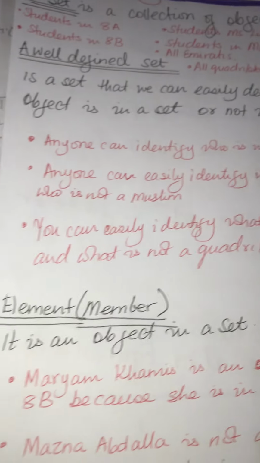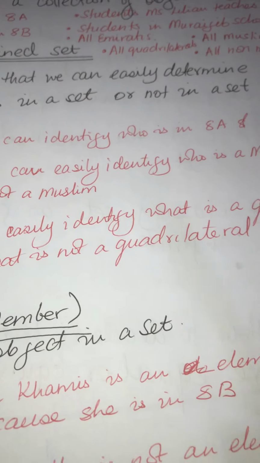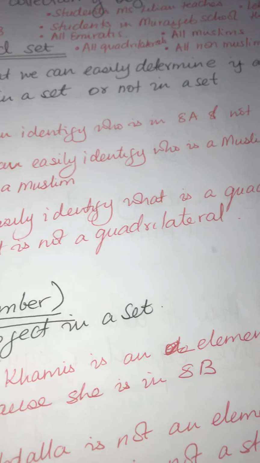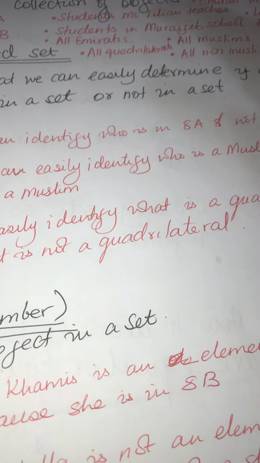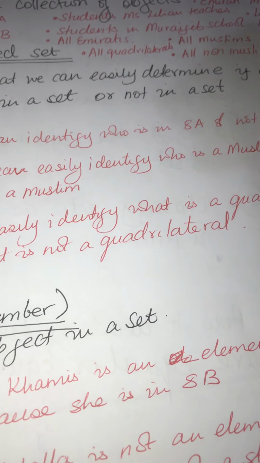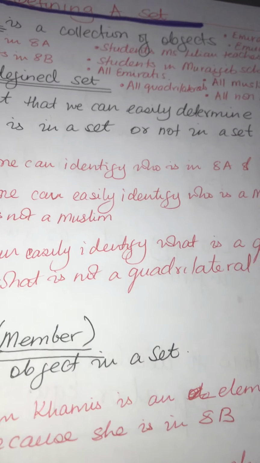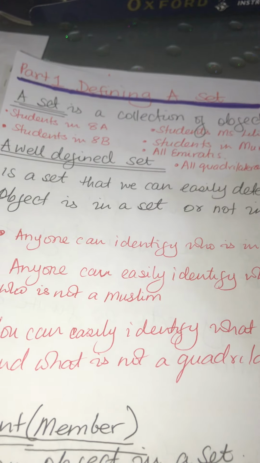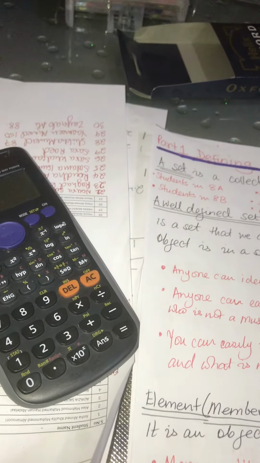You can easily identify what is a quadrilateral and what is not a quadrilateral. If you don't have 4 sides, then you are not a quadrilateral. So this makes it a well-defined set.